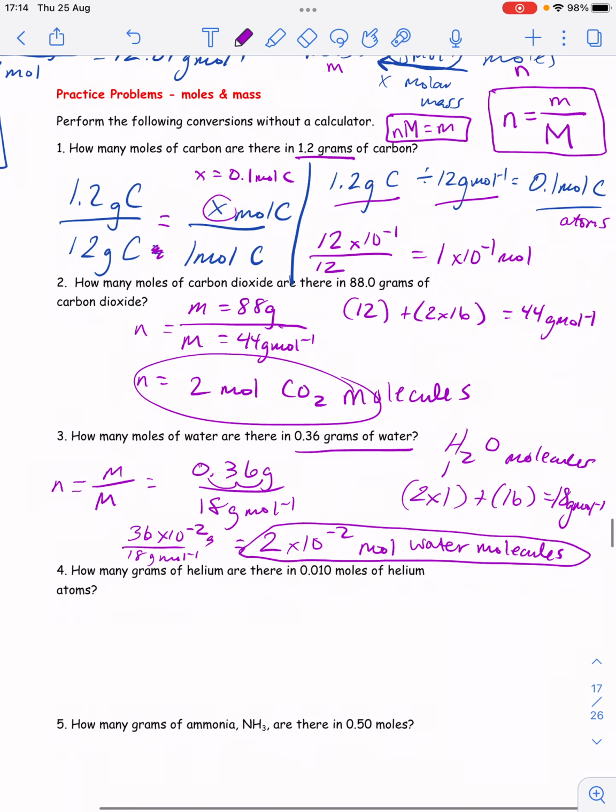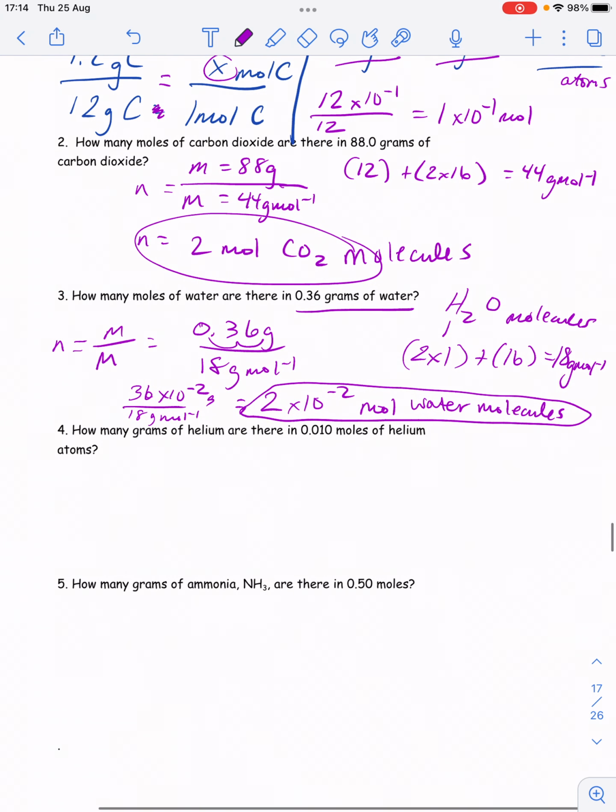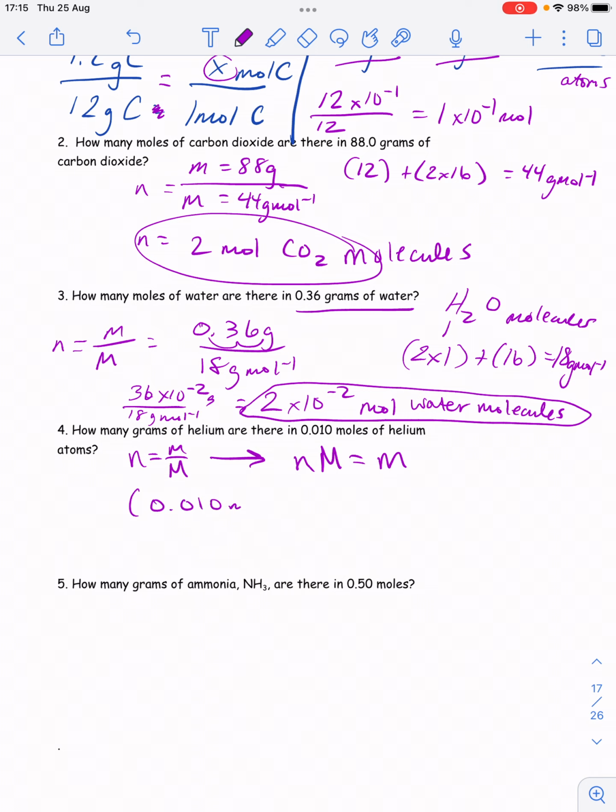Okay, now we have a couple that are in reverse. So if I can remember this equation, then I should be able to quickly rewrite it into moles times molar mass will give me mass. So I've got the moles, 0.010 moles of helium atoms. Helium's an element that exists as atoms.